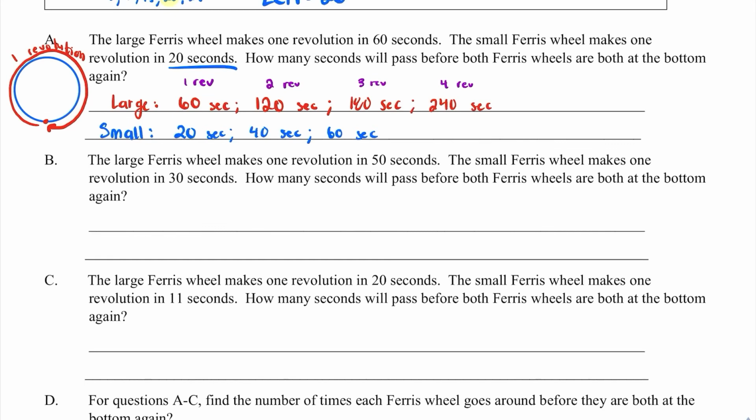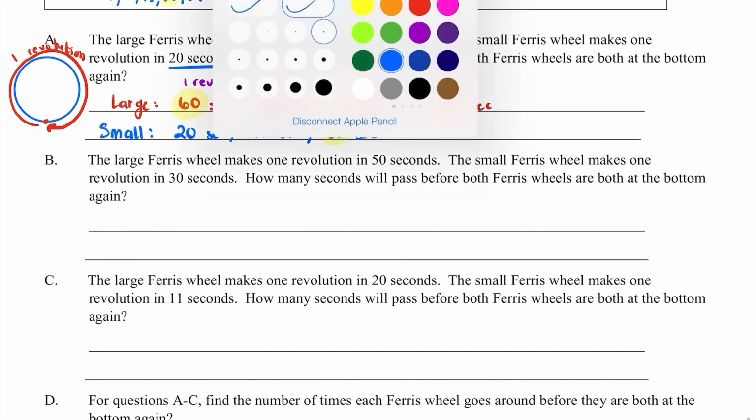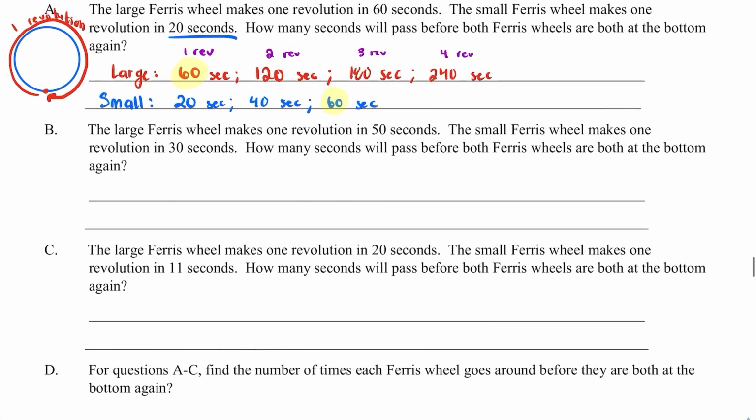Now, can we stop now that we have a common multiple? Yes, you can, right? Because we're looking for this thing called the least common multiple. So when you're working these problems, the first number that these two things share is going to be your least common multiple. So you'll notice that, hey, the large Ferris wheel has 60 and the small Ferris wheel has 60. And that's the first number that we see that they share.